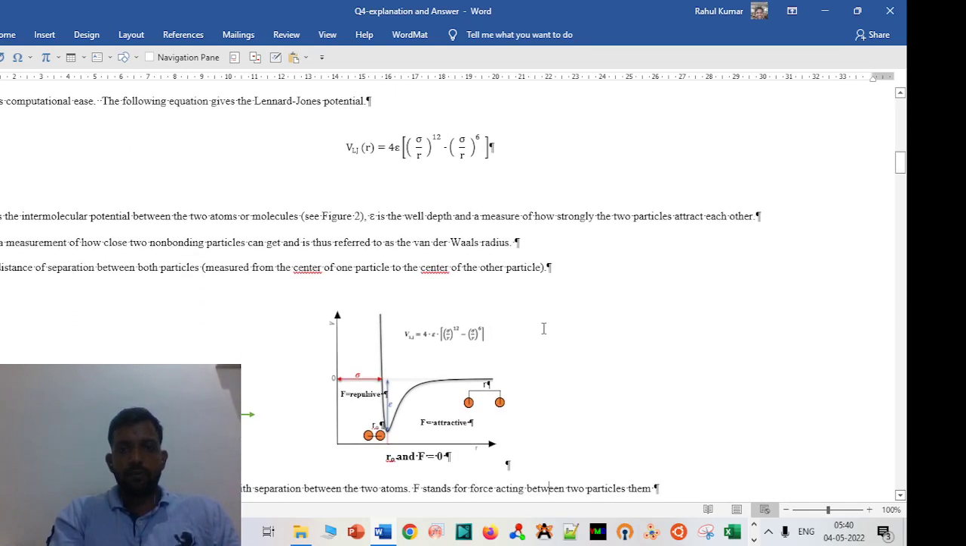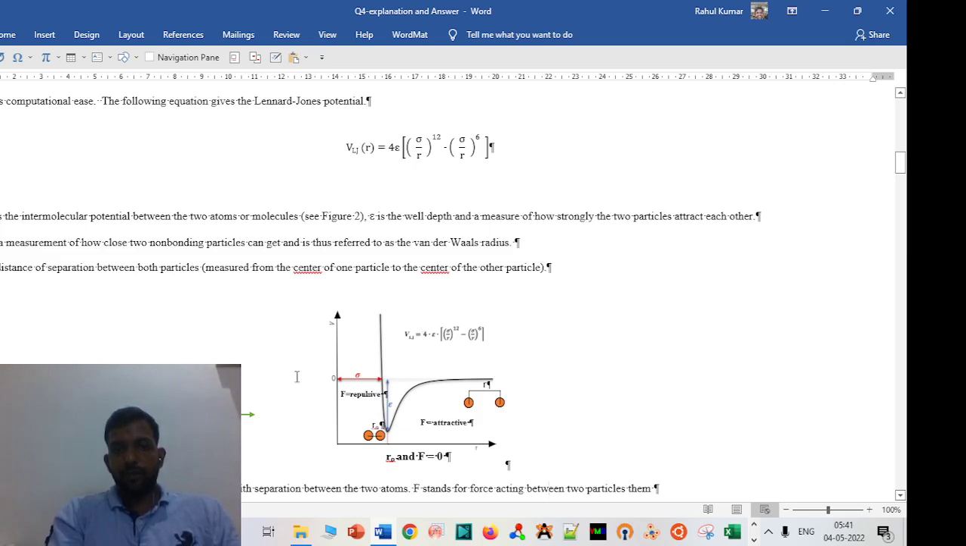So let's see what the equation looks like. The potential energy given by Lennard-Jones, which is a function of the distance between two atoms or molecules, is equal to 4 epsilon times (sigma over r to the power 12 minus sigma over r to the power 6). Now it is very easy to see that this minus term is an attractive term, and this positive term is a repulsive term.